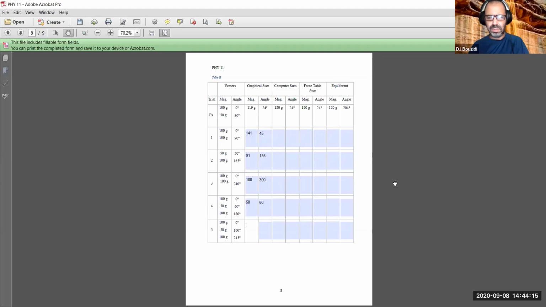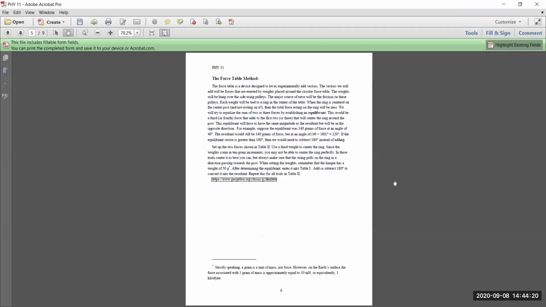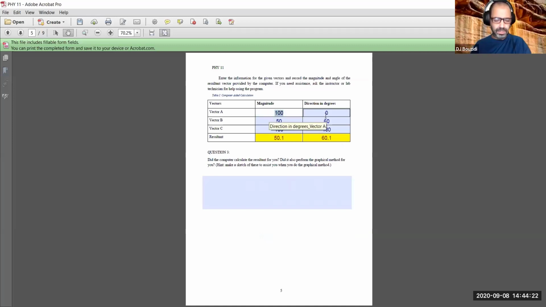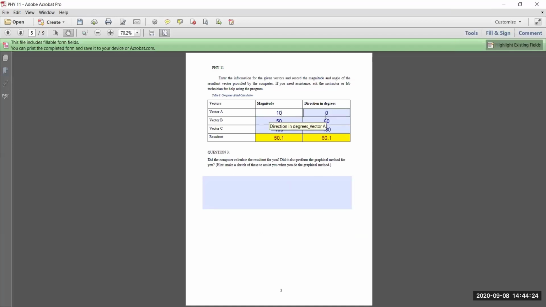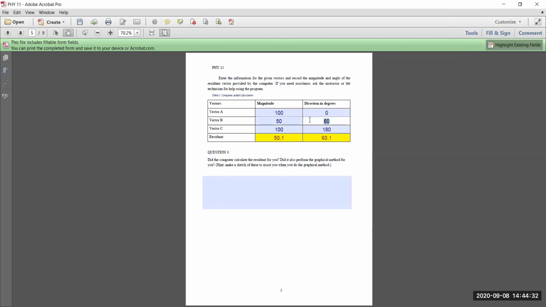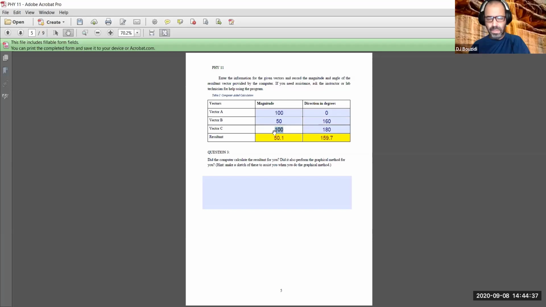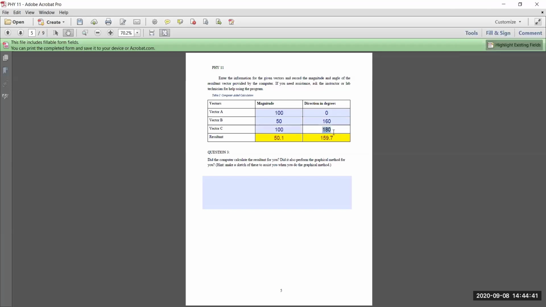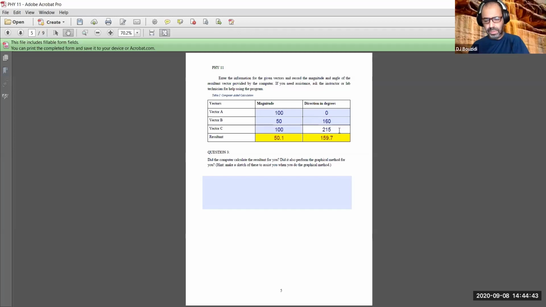This is a big one. So you have them ready? I do. Okay. So the first one is 100, and 0. That's right. Okay, and then 50, 160. Yes, 160. 100, and then the other one is 215 degrees.